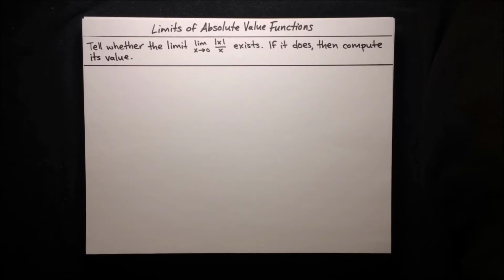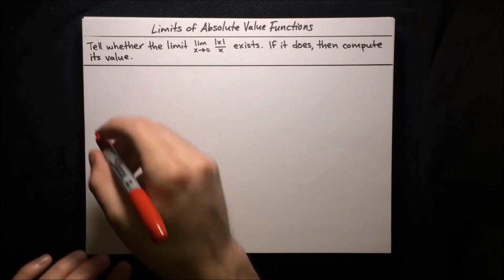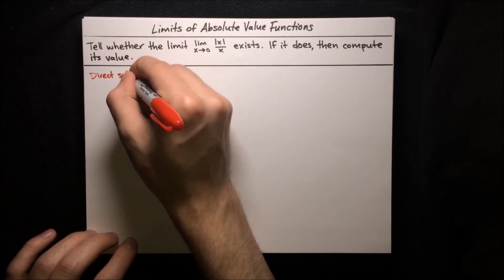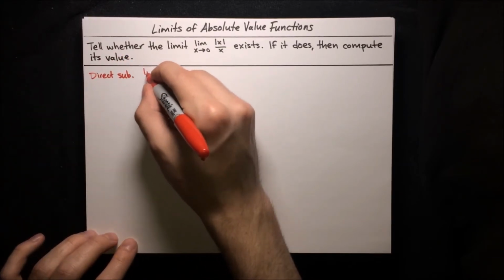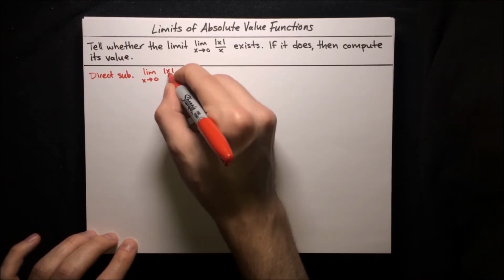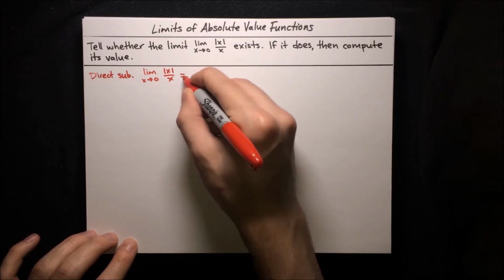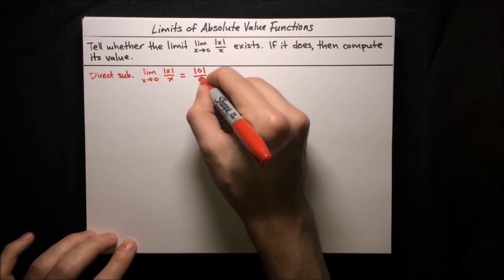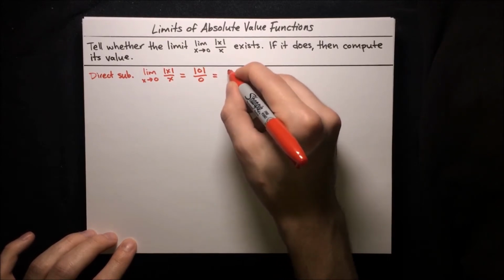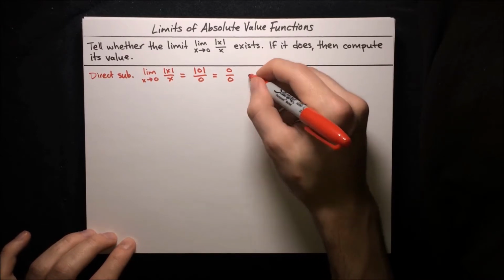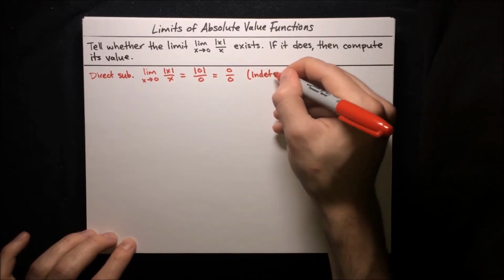Alright, so let's think. What is the easiest method that we usually try to use to evaluate limits? Well, that's just direct substitution. So let's try that first. If we try direct substitution to evaluate this limit as x approaches 0 of absolute value of x over x, we just substitute in 0 for x, so absolute value of 0 over 0. Absolute value of 0 is just 0, so 0 over 0, and oh boy, that's not good. 0 over 0 is indeterminate form.